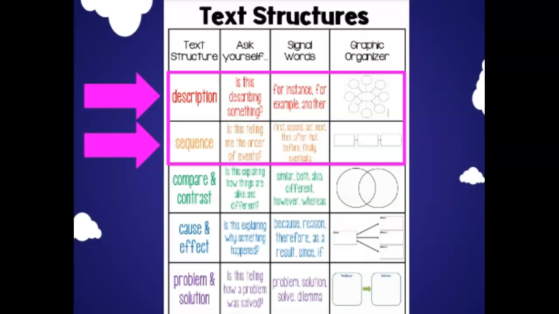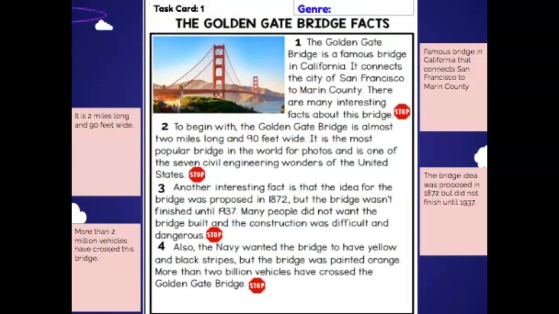After watching that video, is this describing something or is this telling me the order of events? So that was telling me the order of events and the steps, the sequence for how to make hot chocolate. So that video was sequence. Now we're going to read about the Golden Gate Bridge, and we're going to determine the text structure.